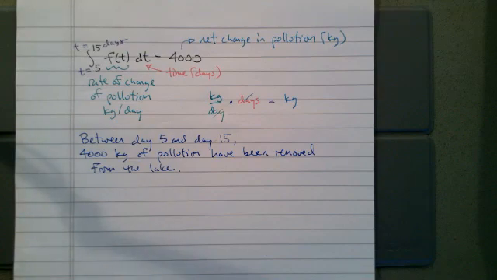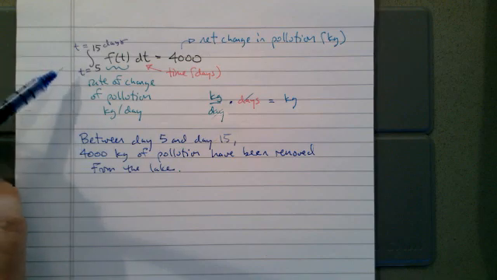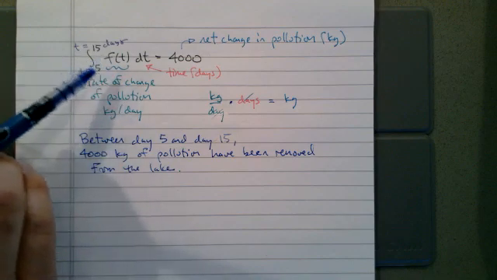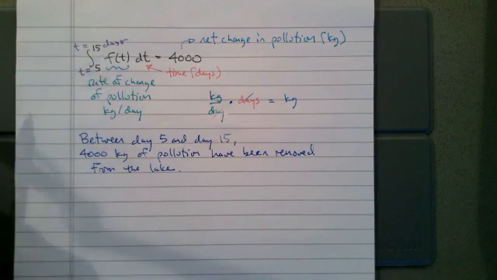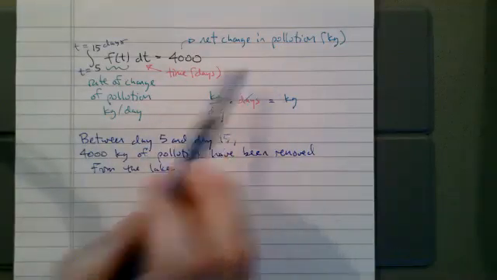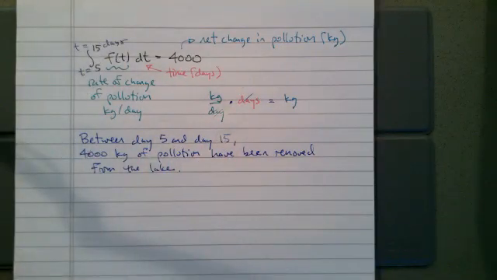Between day 5 and day 15, that's the definite integral part, we integrate the rate of change of pollution between day 5 and 15. That'll give us the net change in pollution from day 5 to day 15. So between day 5 and day 15, 4,000 kilograms of pollution have been removed from the lake. That's the net change that has been removed from the lake.